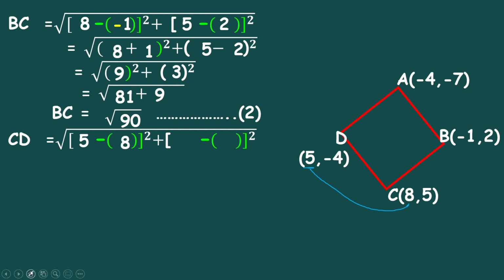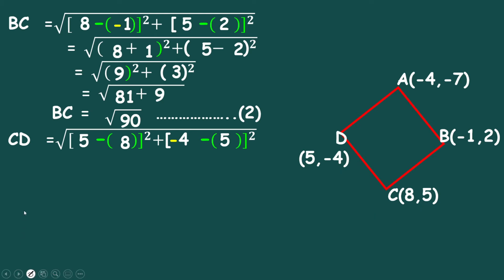8. Bracket complete, its square is plus into bracket. Now we take subtraction between their y coordinate. Tell me y coordinate of point D is how much? Negative 4 minus into bracket. Y coordinate of point C is how much? 5. Bracket complete, its square.